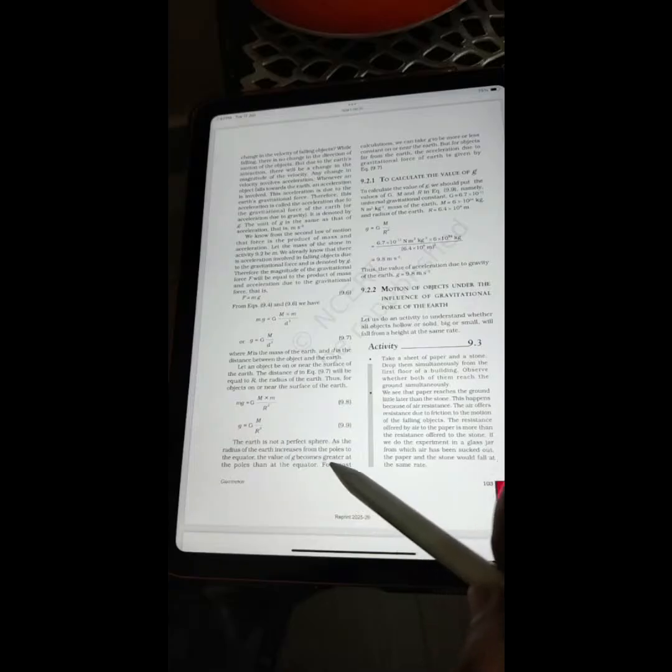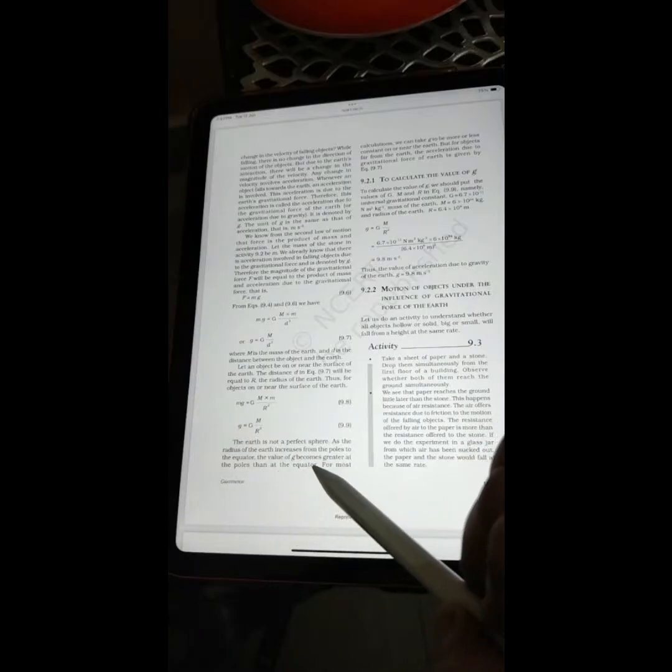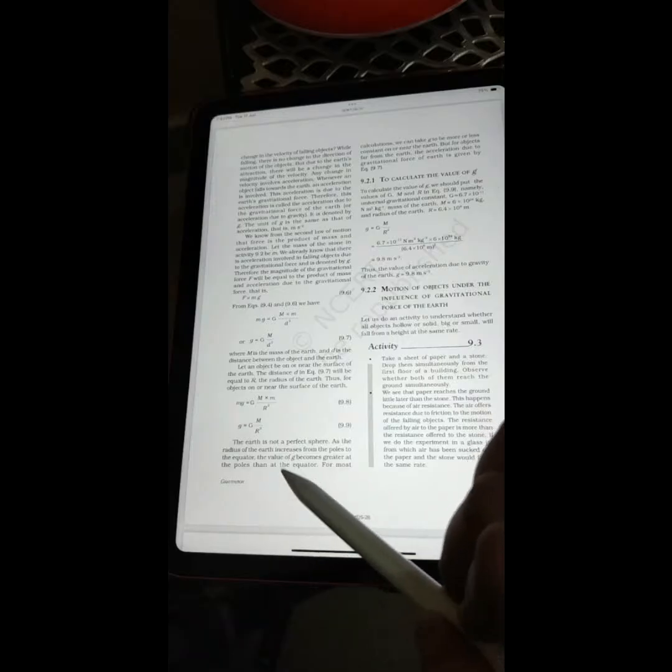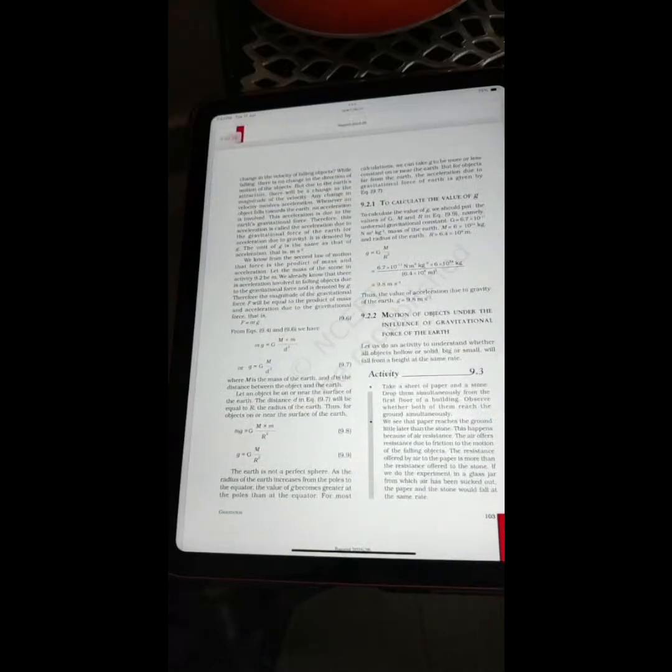The earth is not a perfect sphere. As the radius of the earth increases from the poles to the equator, the value of g becomes greater at the poles than at the equator. For most calculations, we can take g to be more or less constant on or near the earth. But for objects far from the earth, the acceleration due to the gravitational force of the earth is given by equation 9.7.